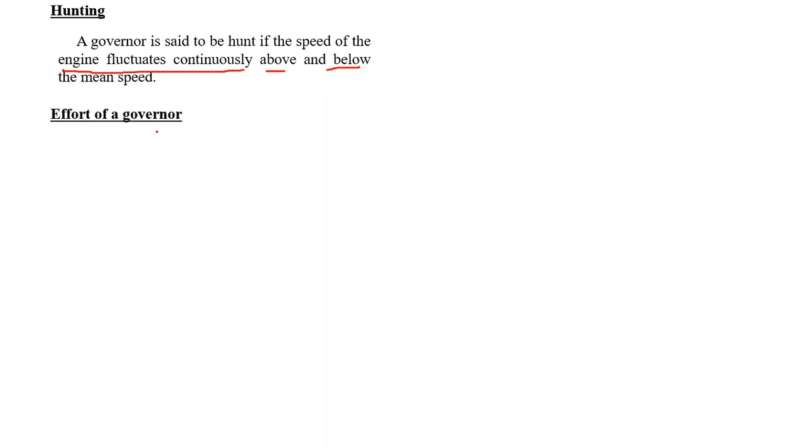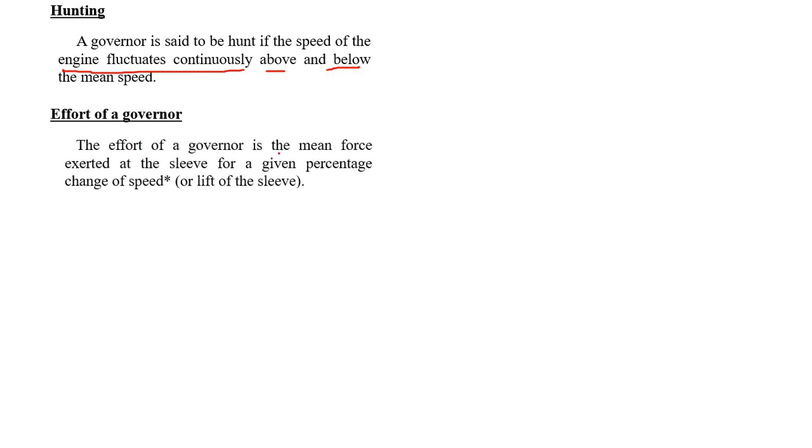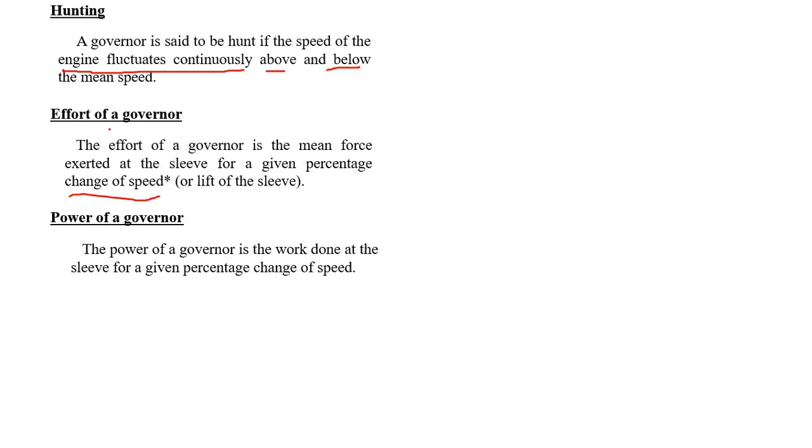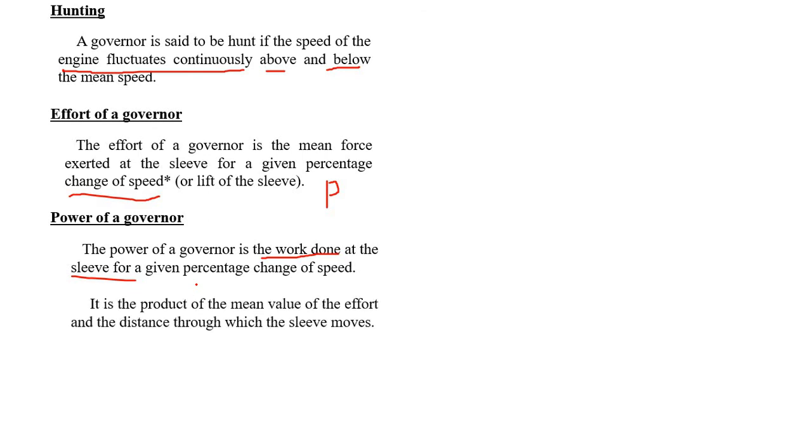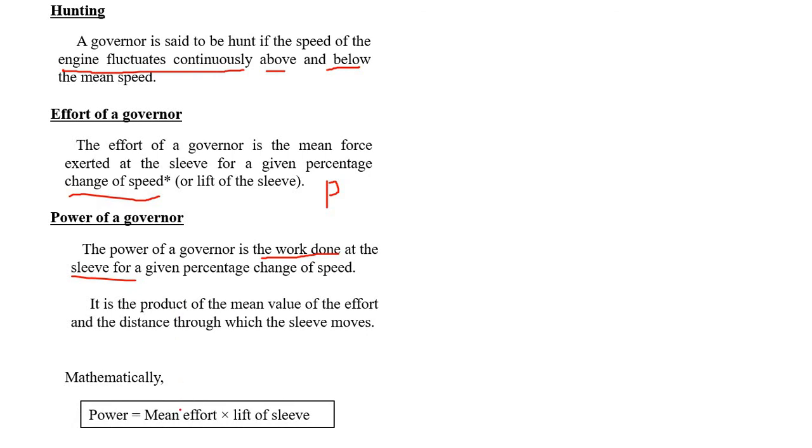Then the effort of the governor. How to define the effort of the governor? The effort of the governor is the mean force exerted at the sleeve for a given percentage change of speed. Then the power of a governor. The effort is denoted here as P. The power of the governor is the work done at the sleeve for a given percentage change in speed. It is the product of the mean value of the effort and the distance through which the sleeve moves. Mathematically, power is the product of the mean effort and the lift of the sleeve.